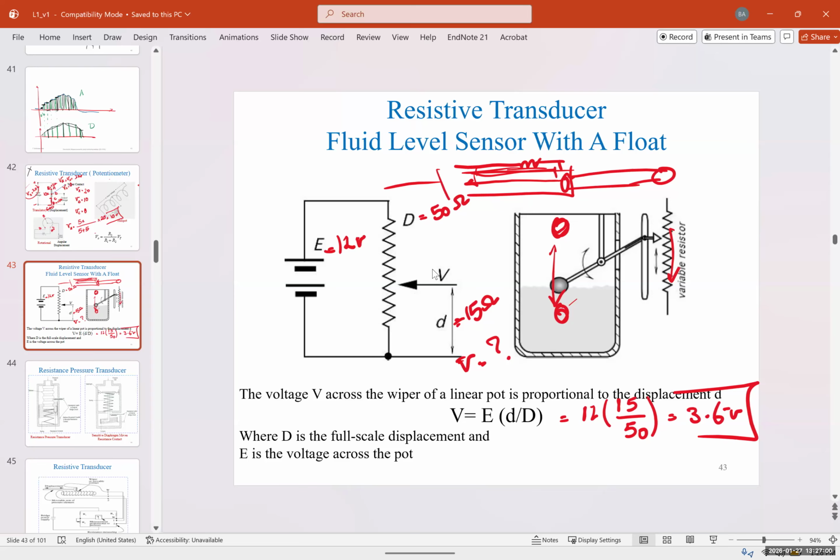Now, if the output voltage is 0 volts, what does it mean? Is it full or empty? Imagine this is exactly the one that you see on the left, and this is connected to your E. And the output voltage that you see here, which is connected to this, is showing 0 volts. Is the tank empty or full? Full. And what if it shows 12 volts? It means it's empty. So the lower the voltage gets, it's becoming full. Okay.